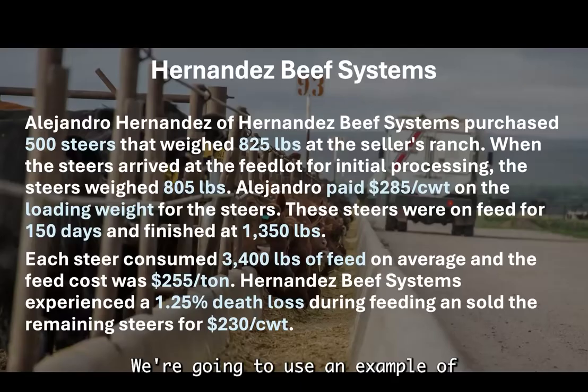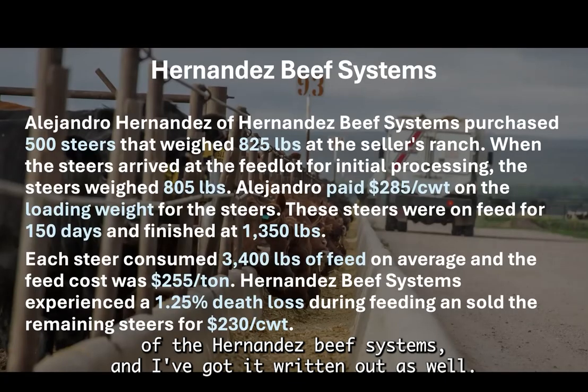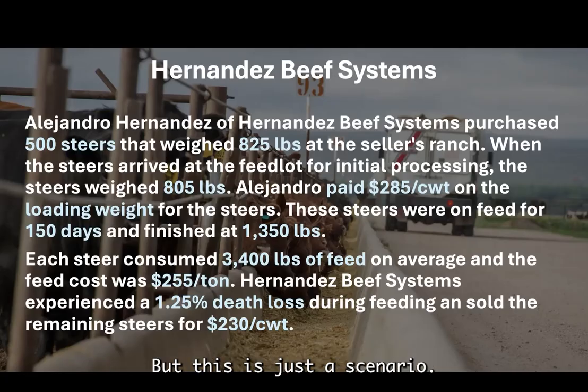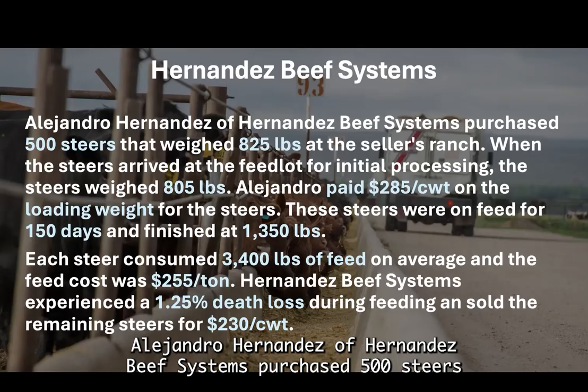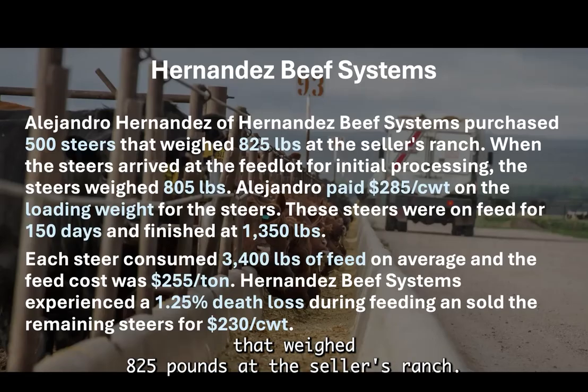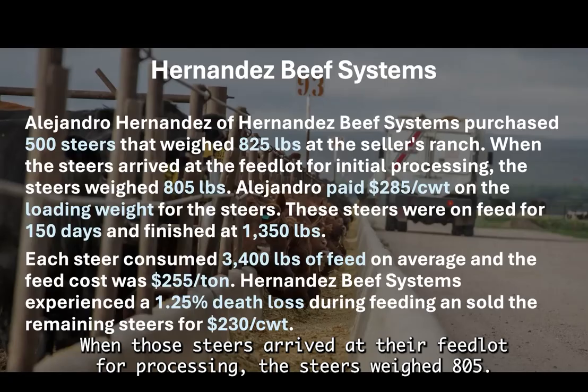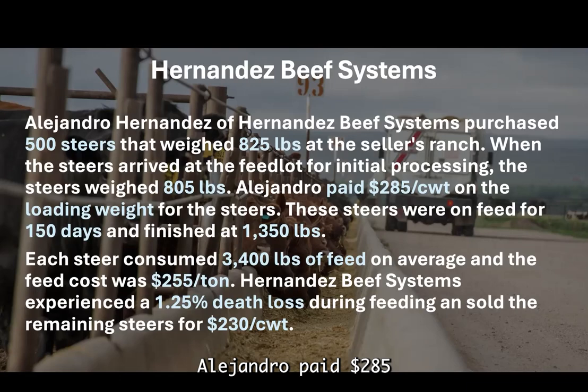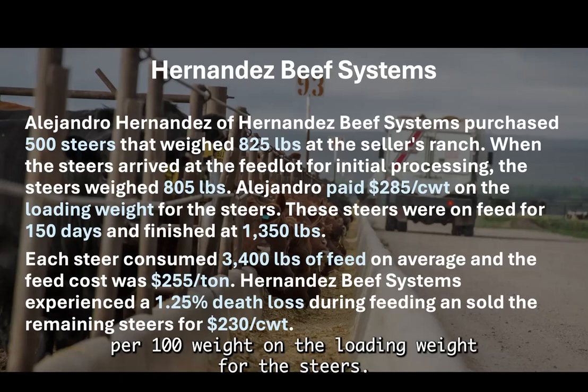We're going to use an example of the Hernandez Beef Systems. And I've got it written out as well, but this is just a scenario. Alejandro Hernandez of Hernandez Beef Systems purchased 500 steers that weighed 825 pounds at the seller's ranch. When those steers arrived at their feedlot for processing, the steers weighed 805. Alejandro paid $285 per hundredweight on the loading weight for the steers.